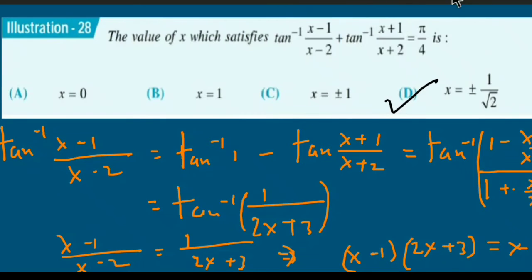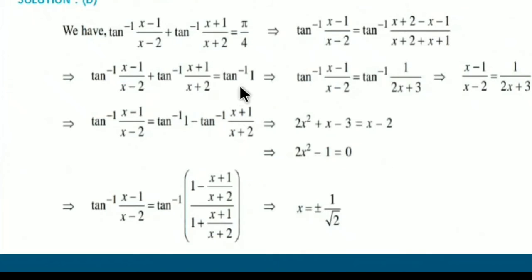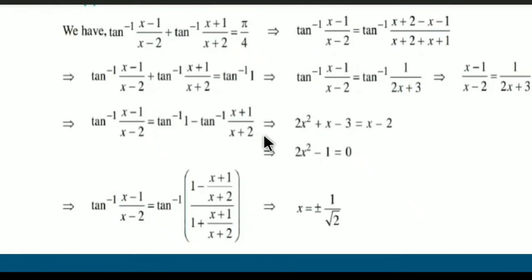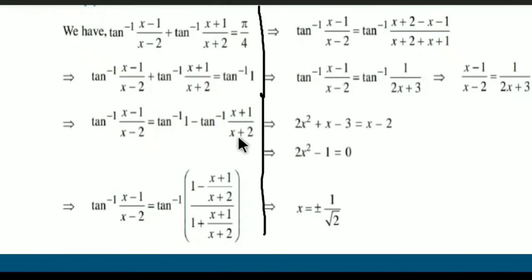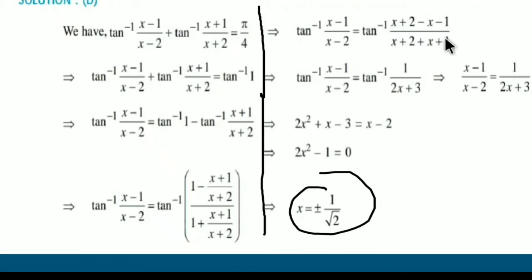Let's see the solution. For pi by 4 we have written tan inverse 1, and here you can see the solution like this way. Let me draw a line to make a margin over here to avoid confusion. This is one part, and this is another part: tan inverse x minus 1 upon x minus 2, tan inverse 1 minus x plus 1, minus tan inverse x plus 1 upon x plus 2, and hence we get the result x equal to plus minus 1 by root 2. That is the same here. You can also solve it.